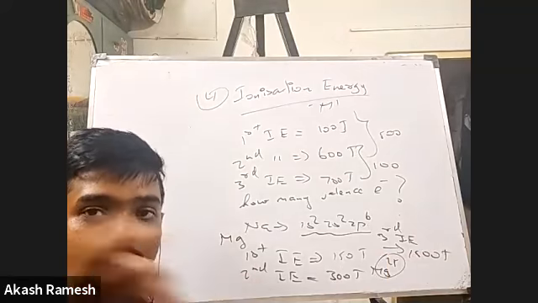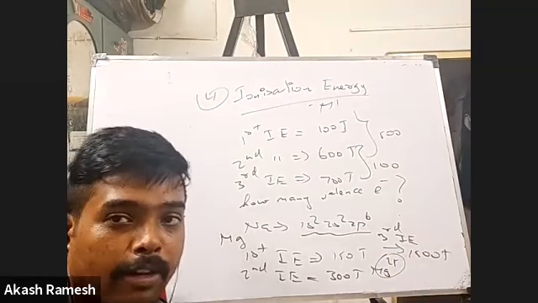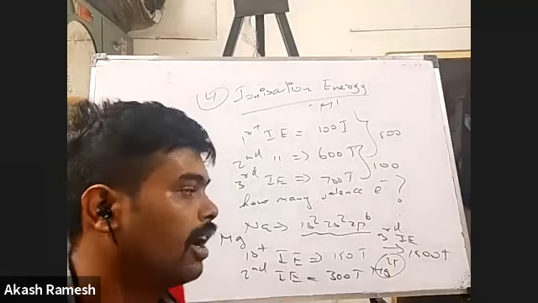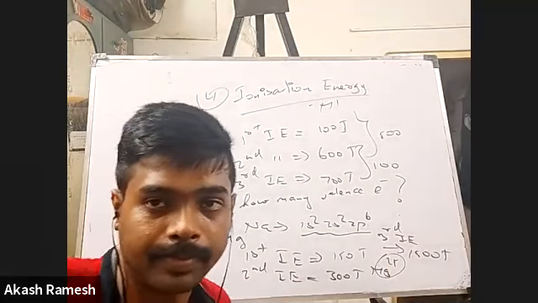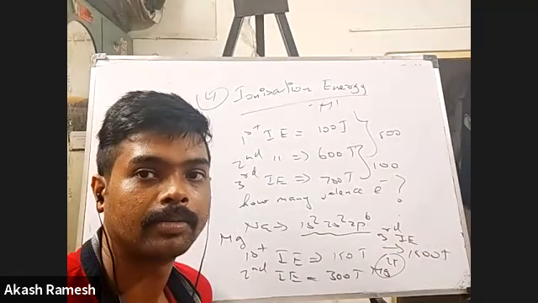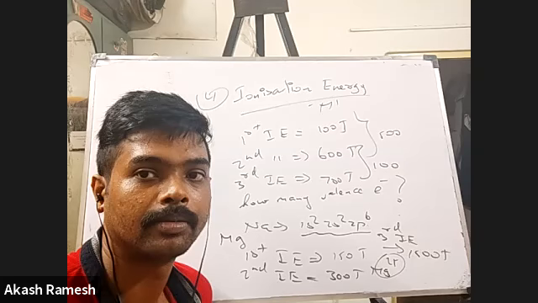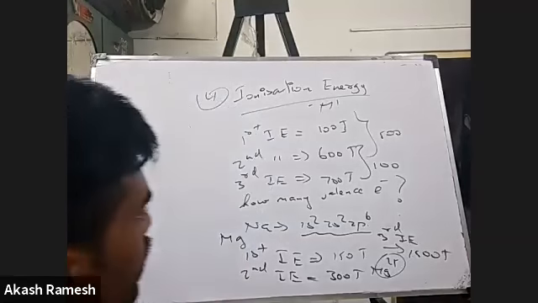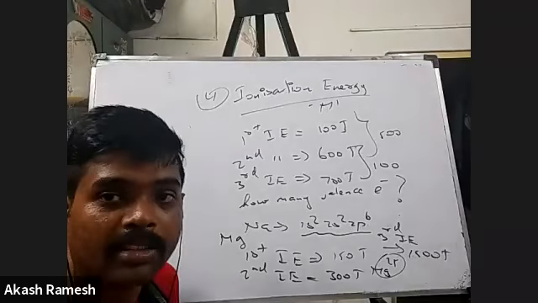Did you understand? How will you determine how many valence electrons are there? Looking at the data of the ionization energy values. Everybody understood? Yes, sir. What about others? Everybody understood? Yes, sir. Okay. I believe you. Hope everybody understood. So that's about ionization energy.